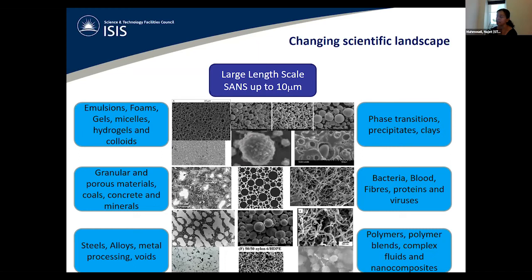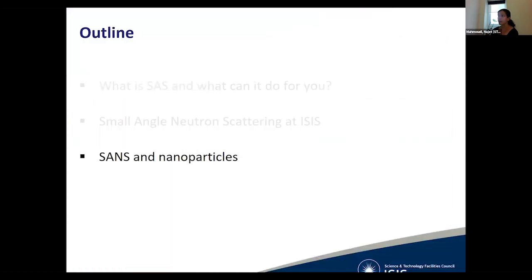And finally, I will give you 2 examples of contrast variation and contrast matching use, where in one case it worked and it led to a PNAS paper.